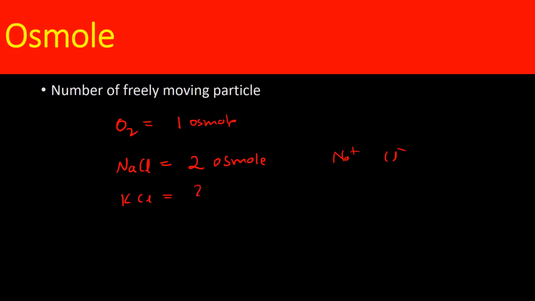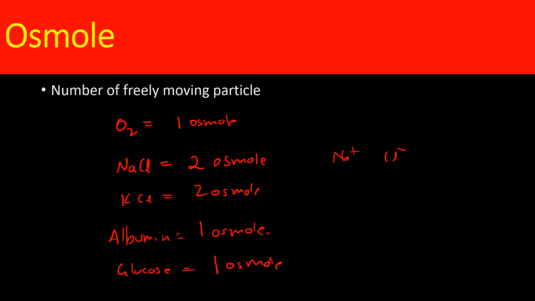Potassium chloride will have 2 osmoles, and albumin will have 1 osmole because it doesn't split. Carbohydrate, glucose will have 1 osmole. 1 mole of oxygen will have 1 osmole, 1 mole of sodium chloride will have 2 osmoles, 1 mole of potassium chloride will have 2 osmoles, 1 mole of albumin will have 1 osmole, 1 mole of glucose will have 1 osmole. So this shows that the number of freely moving particles gives rise to osmoles.